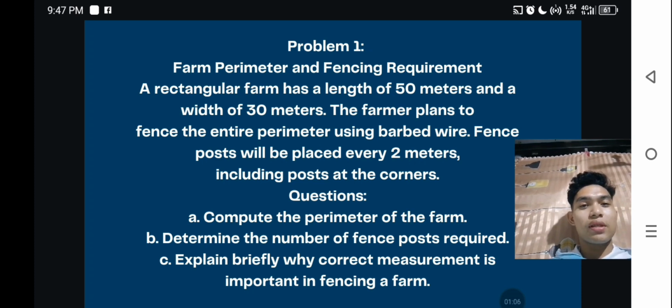Now the questions are: first, compute the perimeter of the farm; second, determine the number of fence posts required; and third, explain briefly why correct measurement is important in fencing a farm. So in the next slide, I will discuss the calculation of the perimeter of the farm.